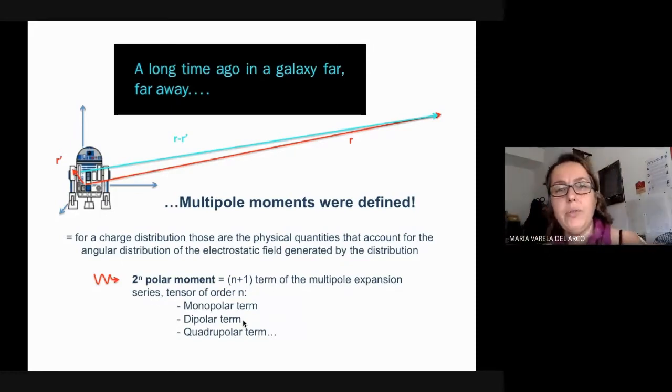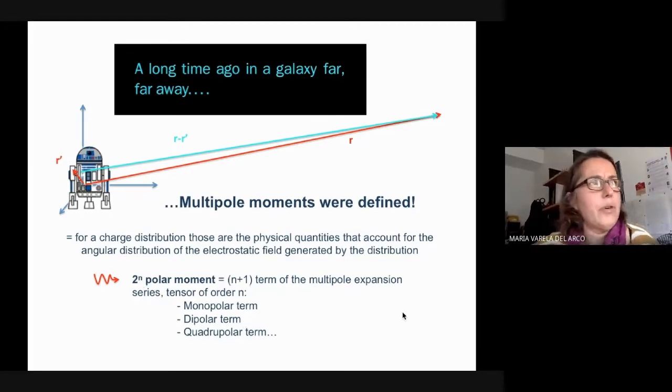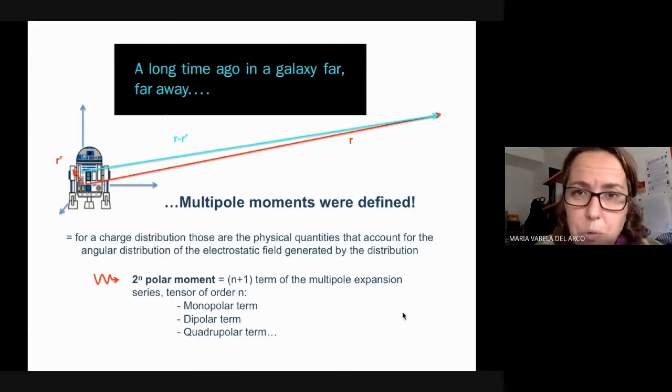But this is the number of the names of the terms. Monopolar, dipolar, quadrupolar. The next would be octupolar, because it would be 2 to the third exponent, right? And so on. But actually for electrostatics, the octupolar terms are already quite tiny, so we're not even going to work on them. But we'll go all the way up to quadrupolar.